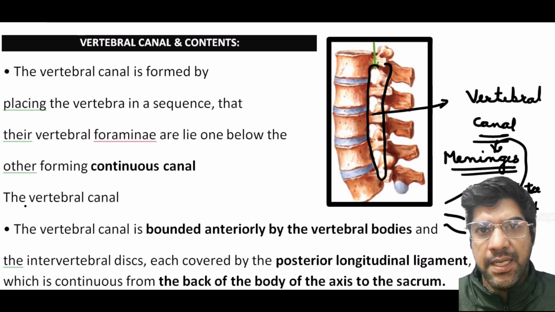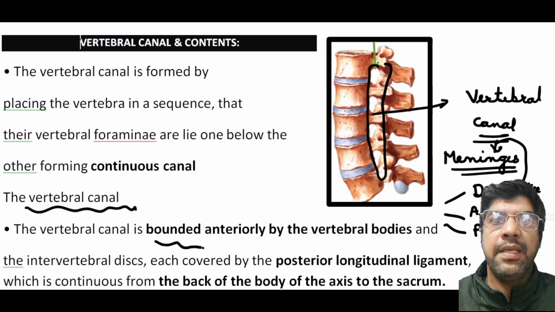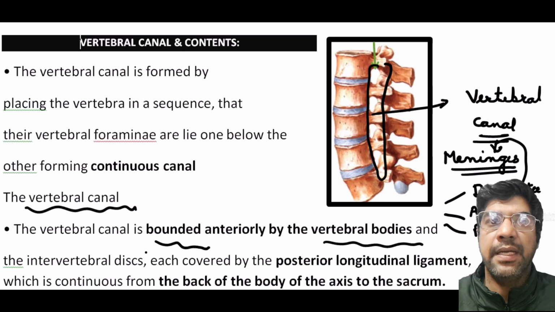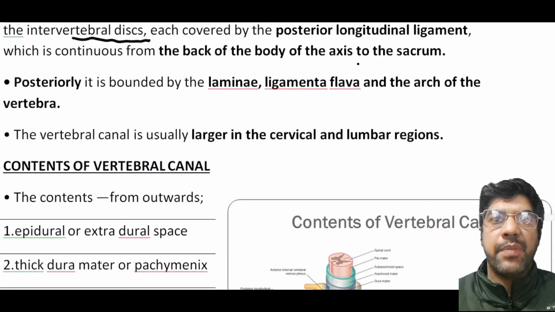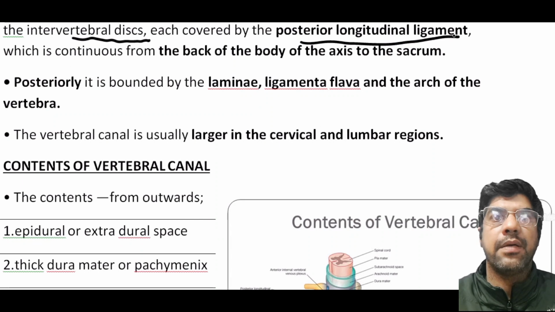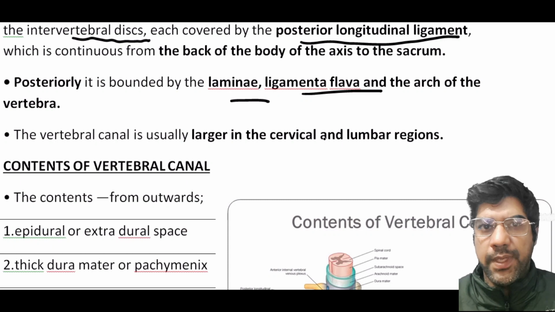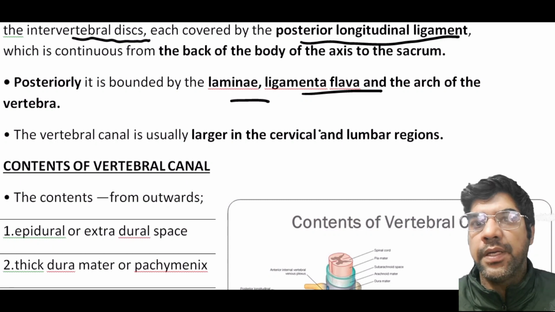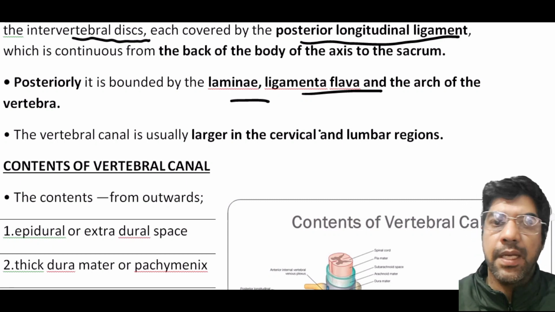Now the vertebral canal, remember, is bounded anteriorly by the vertebral bodies and the intervertebral disc, each covered by the posterior longitudinal ligament. Posteriorly there is the lamina and ligamentum flavum. Now what are the contents? What are the contents of the vertebral canal?